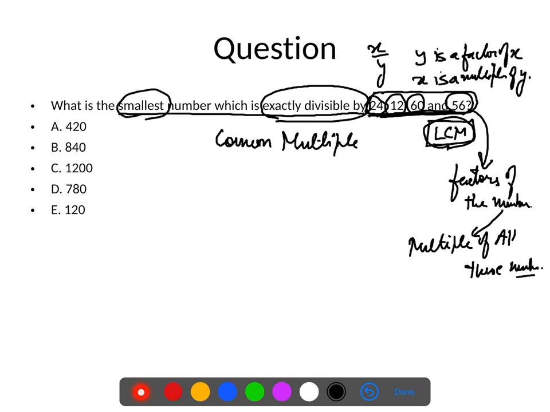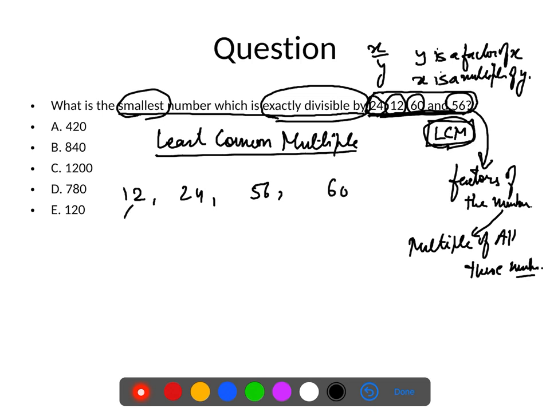And the word smallest, that means least. Okay? So from the language, we figure out that we need to calculate least common multiple. So the numbers are 12, 24, 56, 60.